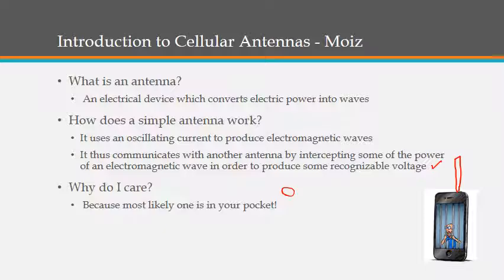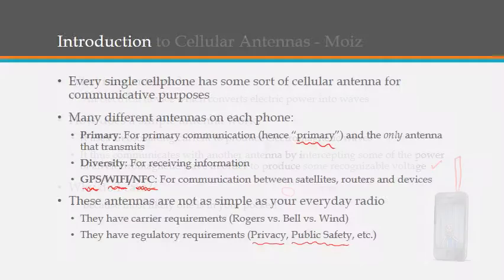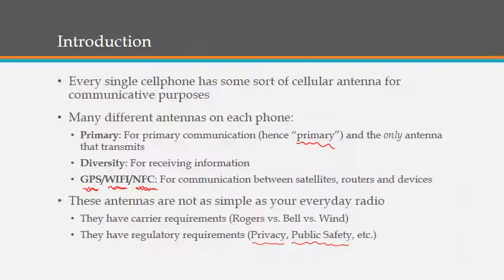So why would I care about this? Well, every cell phone, that smartphone or old phone with the gigantic antenna externally, they all have antennas. So pretty much big things come in small packages. So everything, like I said in the last slide, every single cell phone has some sort of cellular antenna. So there are many different properties and often more than 1, 2, or 3 antennas in each phone.